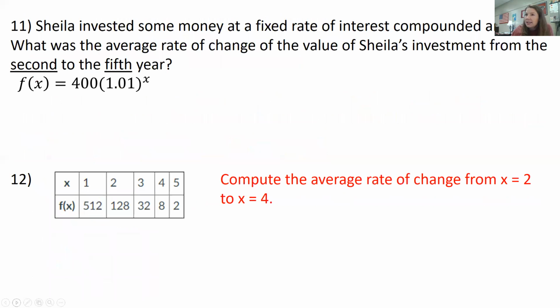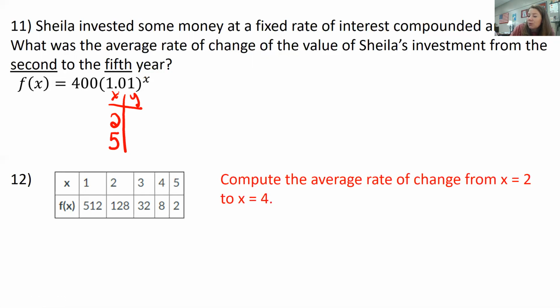Good deal. Number 11, Sheila invested some money at a fixed rate of interest compounded daily, or not daily, annually. What was the average rate of change of the value of Sheila's investment from the second year to the 5th year? So basically, they're wanting us to figure out what the y values are if x is in the second year and in the 5th year, right? So we're just going to plug that straight in our calculator.